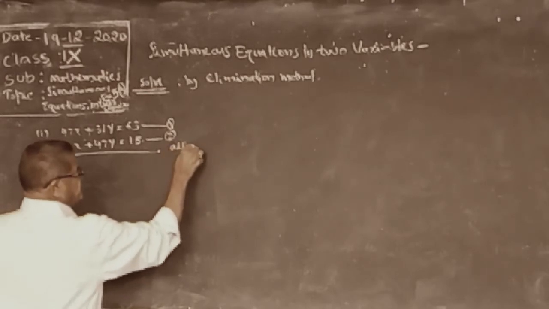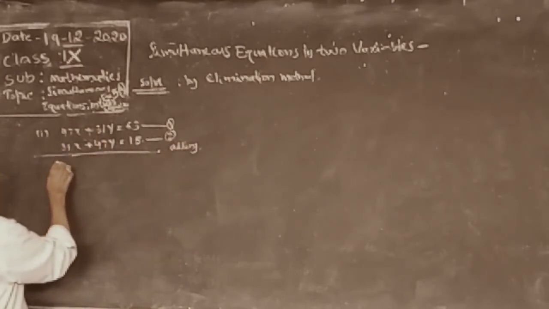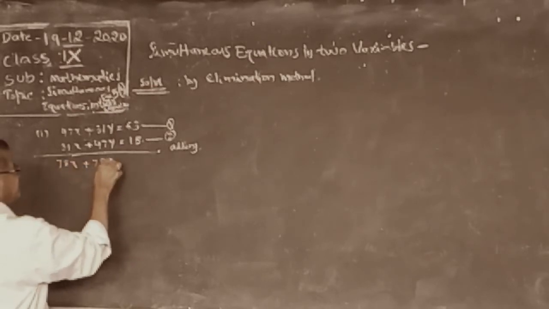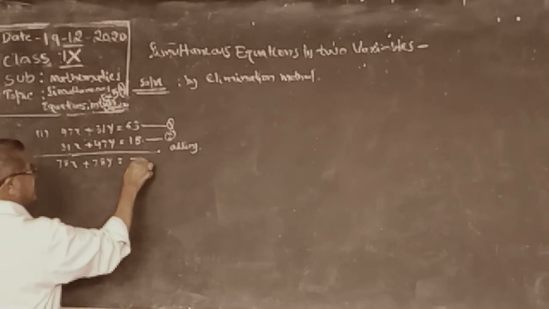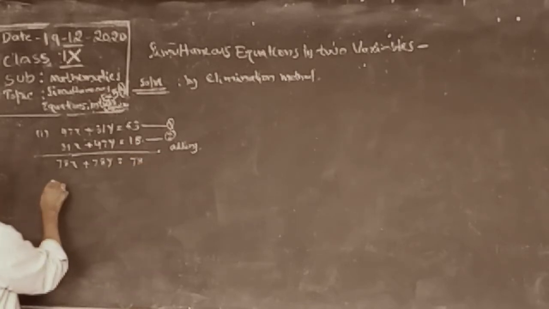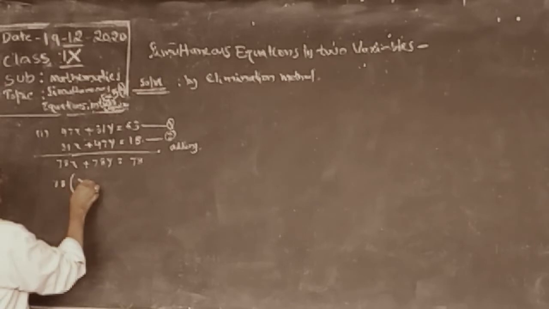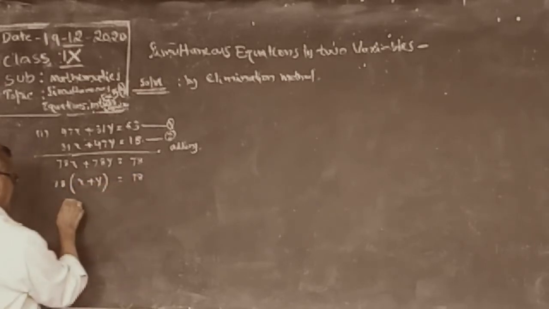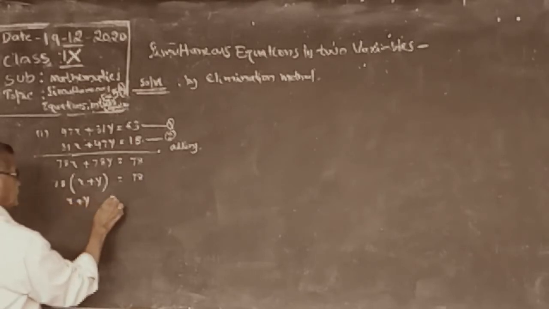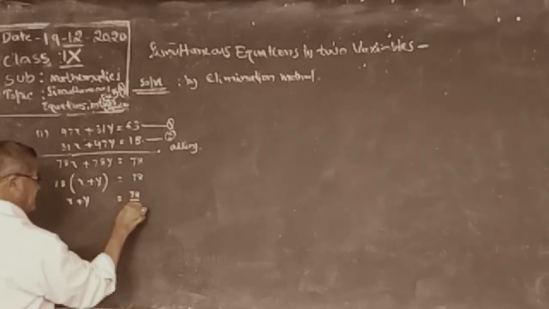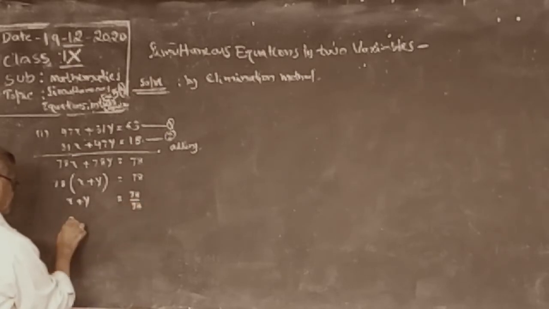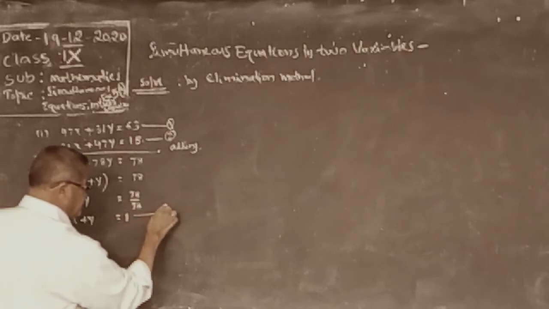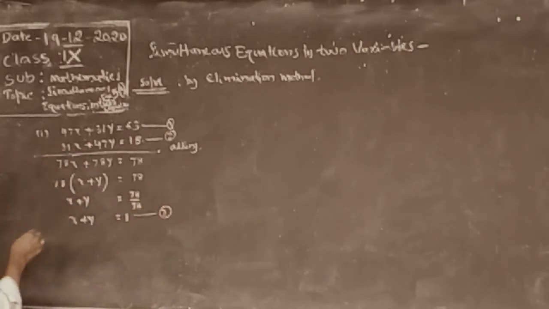Adding, this is 78x plus 78y is equal to 78. Then taking 78 common, x plus y is equal to 78 by 78. So x plus y is equal to 1. This is say the third equation. And subtracting.